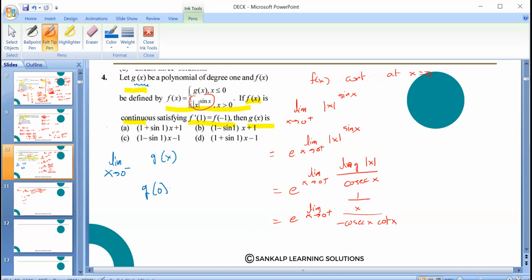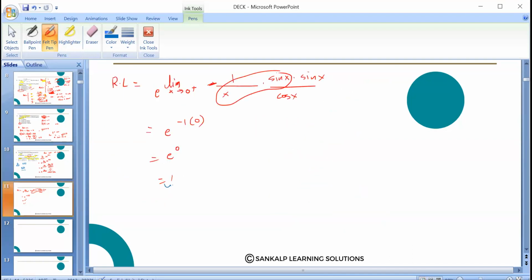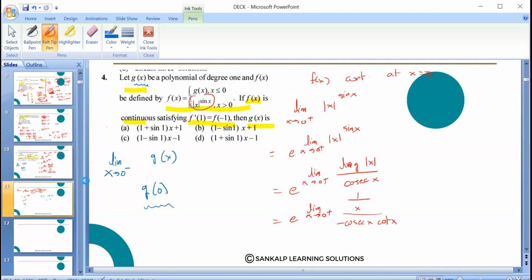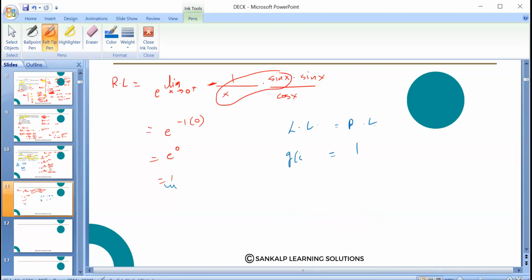But because the function is continuous, left limit and right limit should be equal. Left limit equal to right limit. Right limit we got 1. Left limit, what did we get? g of 0. So we got g of 0 as 1.